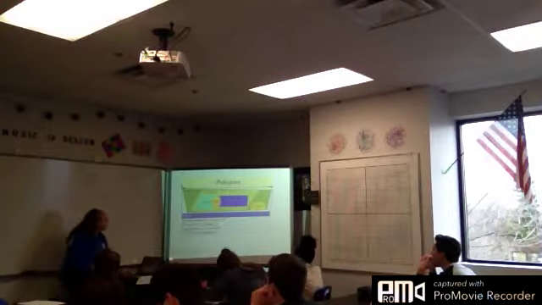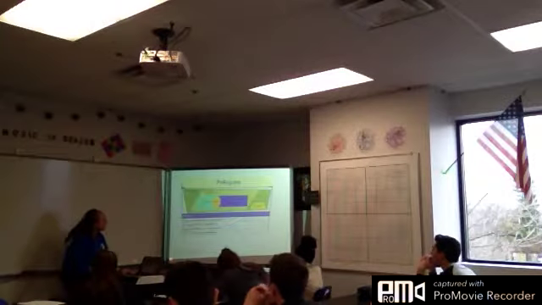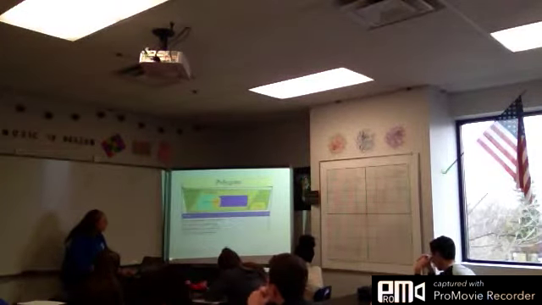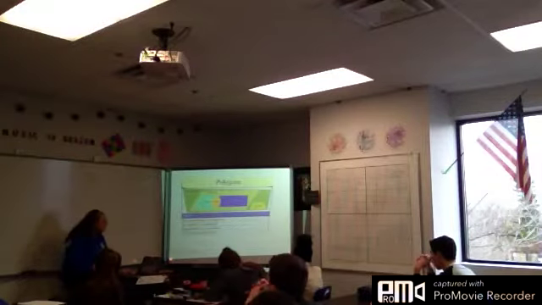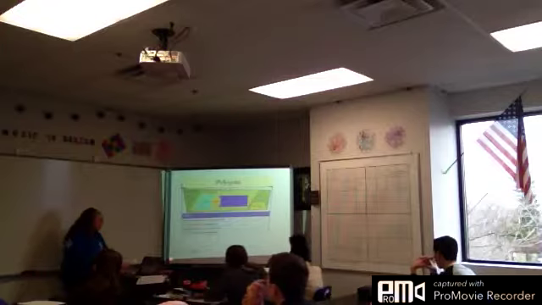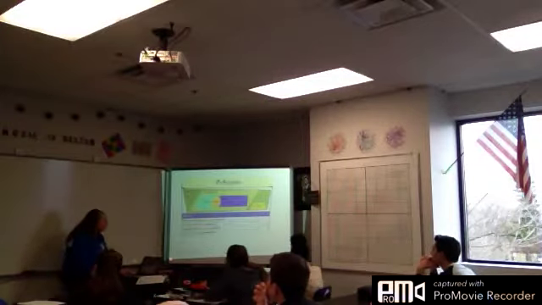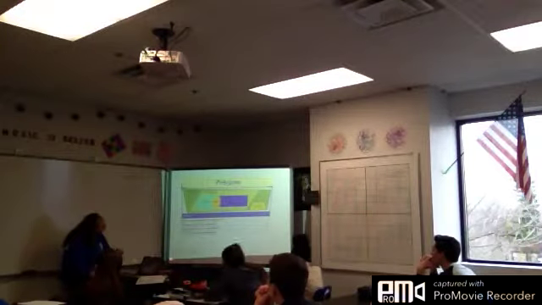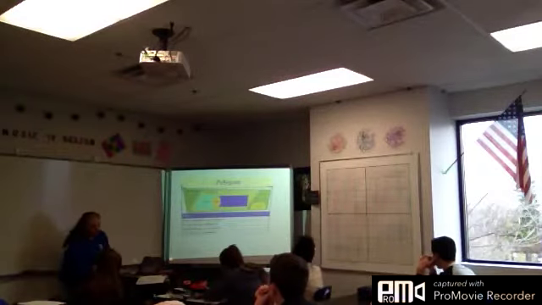Okay, figures. All 4-sided figures are quadrilaterals. All trapezoids are quadrilaterals. All parallelograms are quadrilaterals. All rhombuses are parallelograms. Okay? All rectangles are parallelograms. All squares are parallelograms. All squares are rhombuses. All squares are rectangles.